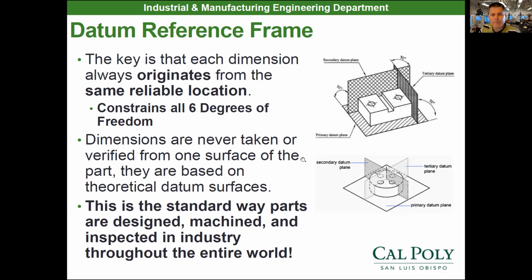And from that, that's going to set up basically that every single dimension originates from the same reliable location. Because out there, we have 6 degrees of freedom that every workpiece has to have constrained before we machine it. If we don't constrain all 6 degrees of freedom, we're never going to have the same XYZ0 when we put the parts into the CNC machine over and over every single time.